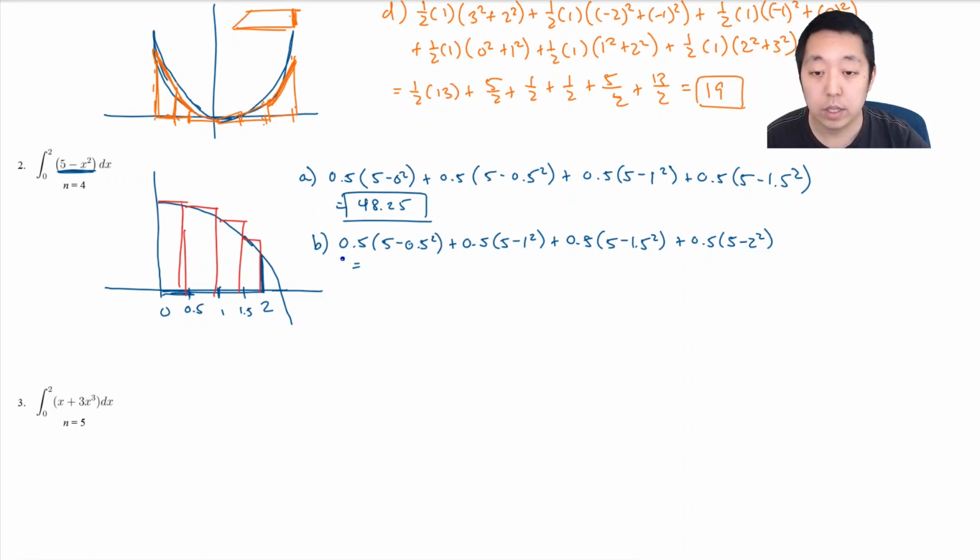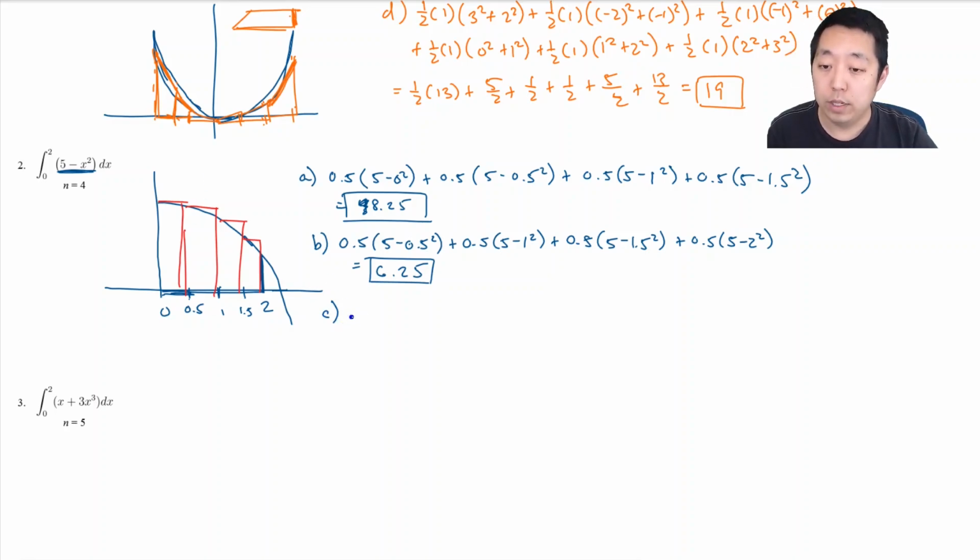When I do this, I get, ooh. I don't know how I got this. This should have just been 8.25. So my bad about that. Then minus 4. There, I get 6.25.